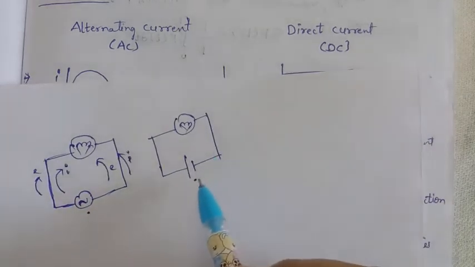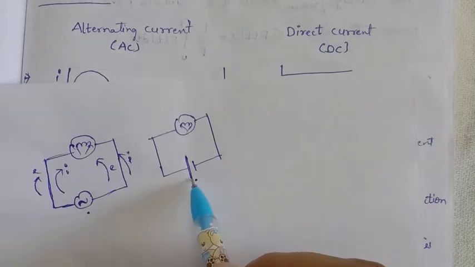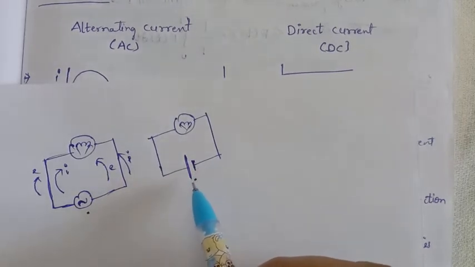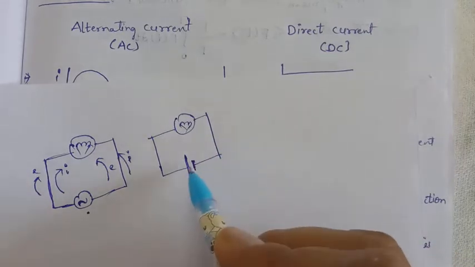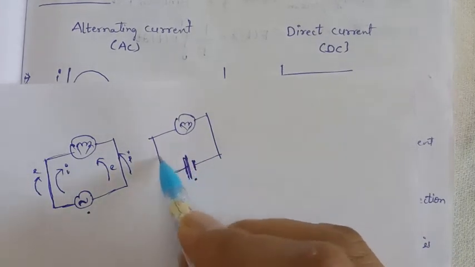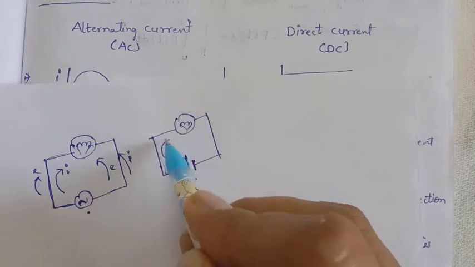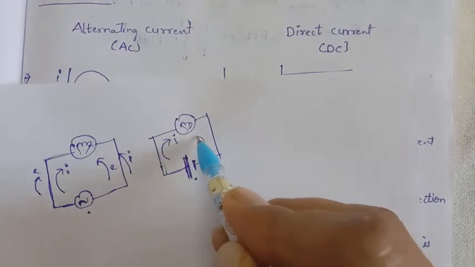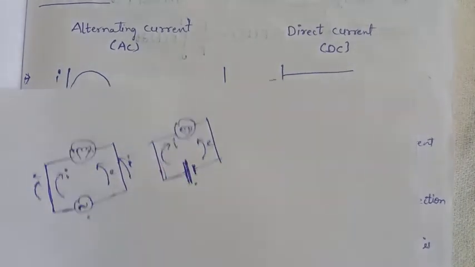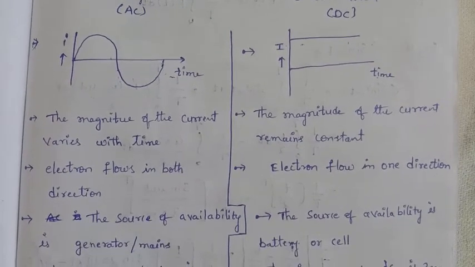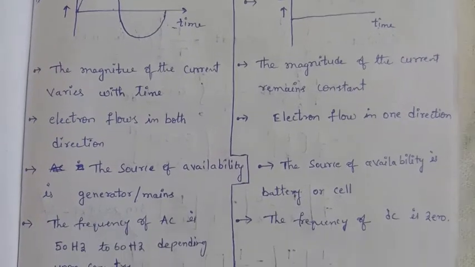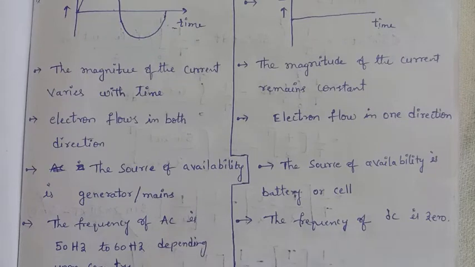But here you have to take the direct current. So we use batteries for producing direct current. Here the current flows only from positive to negative. This is the direction of the current flow and this is the direction of the electron flow. So electrons flow in both directions in alternating current, and in one direction in direct current.